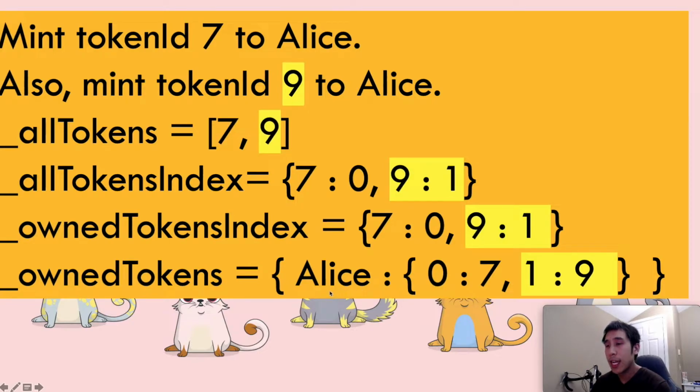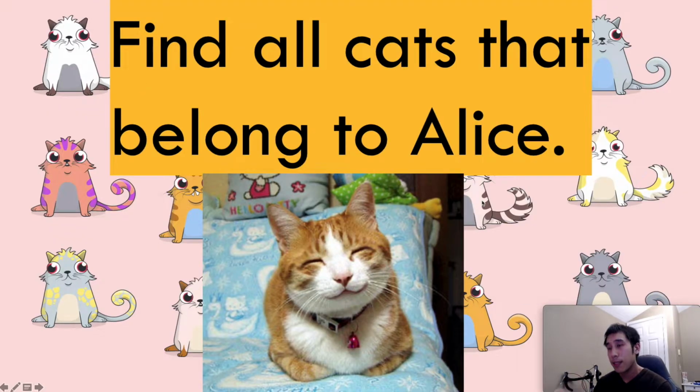So in Alice's mapping here, we're going to say that for index 1, it's going to point to number 9, because Alice has 2 token IDs currently. So the indexes will be 0 and 1, and they're going to point to 7 and 9. Now that we have these additional data structures, we can find all the cats that belong to a user. In this case, we can find all the cats that belong to Alice.